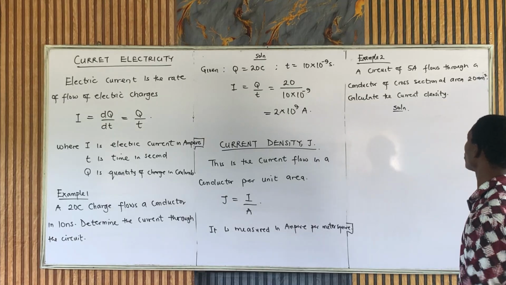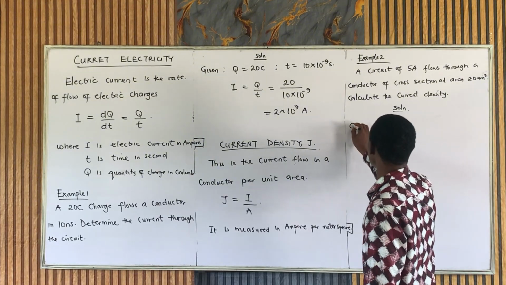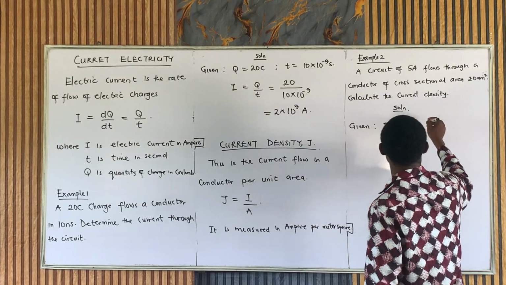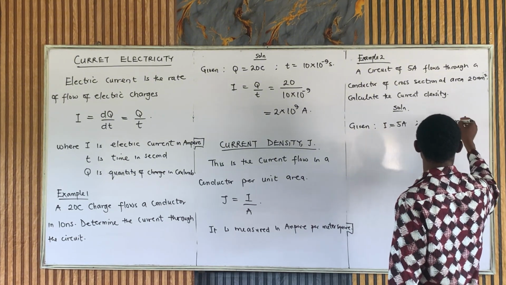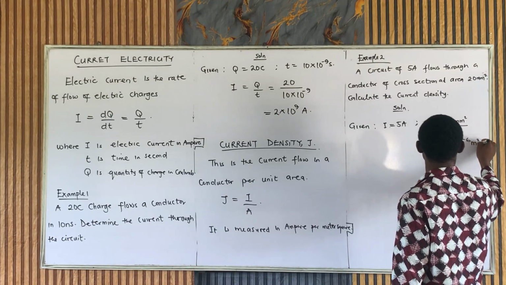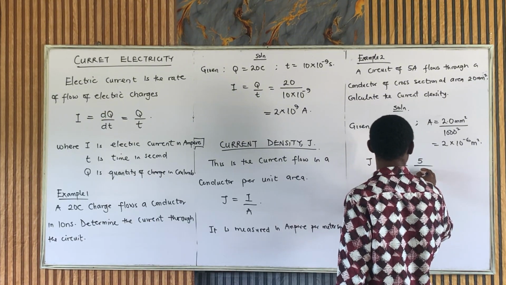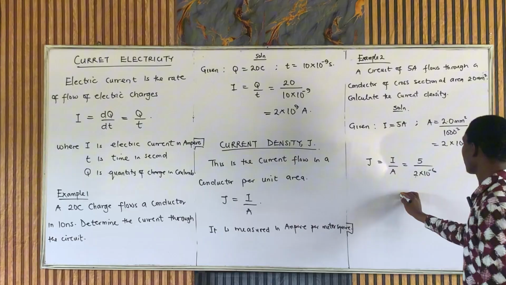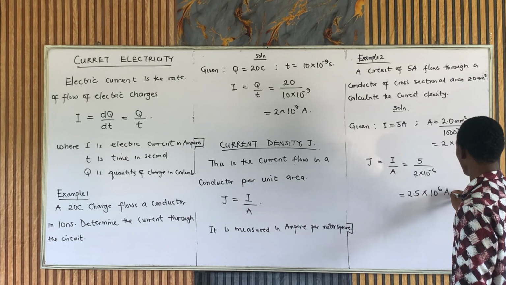A current of 5 ampere flows through a conductor of cross-sectional area 2.0 millimeter square. Calculate the current density. So what are we given here? We are given the current, 5 ampere, and the area, which is 2.0 millimeter square. We have to convert to meter square, dividing by 1,000 squared. This will give us 2 times 10 raised to the minus 6 meter square. So current density J is equal to I over A, which is 5 over 2 times 10 raised to the power minus 6. And so here we would have 2.5 times 10 raised to the power 6 ampere per meter square.